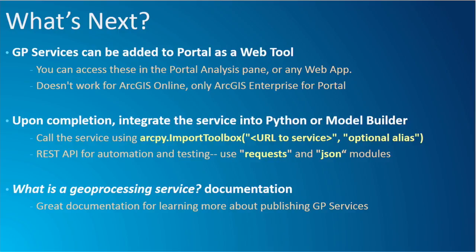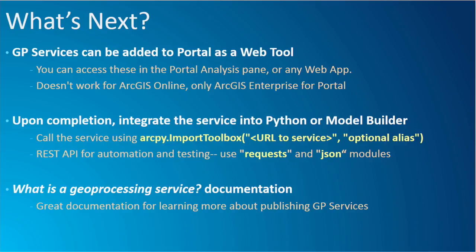Upon completion, you can integrate the service into a Python script or a model in ModelBuilder. Pro is really great at this. You just connect to that portal when you start up Pro, and then you have the portal drop-down in your catalog pane. You can grab those tools that you've published right from there and stick them in a model, or call them in a Python script using the arcpy.ImportToolbox function. Same goes for ArcMap. You can do that there as well.